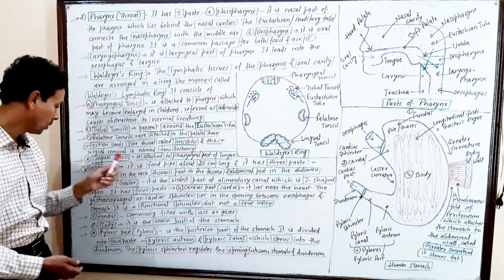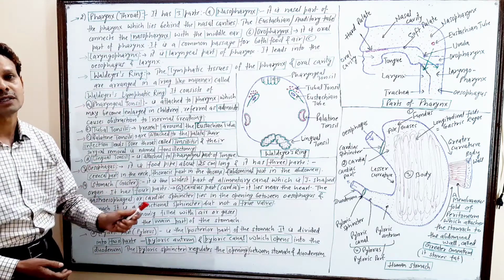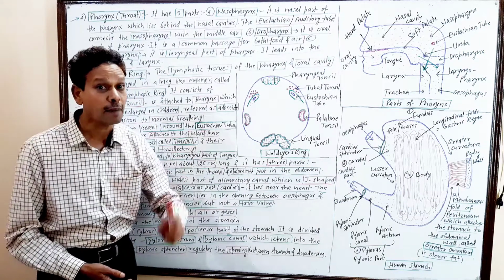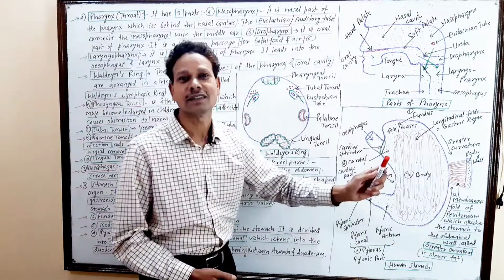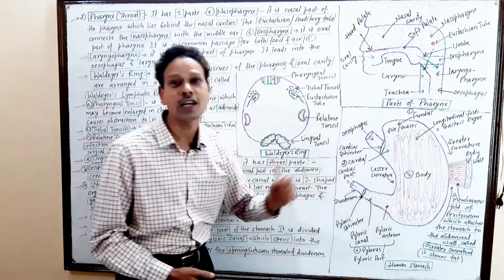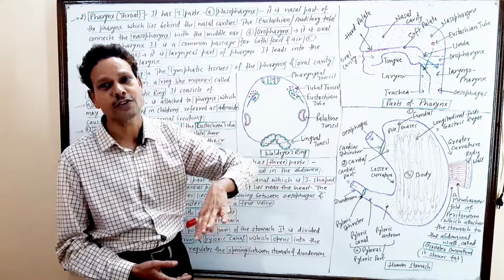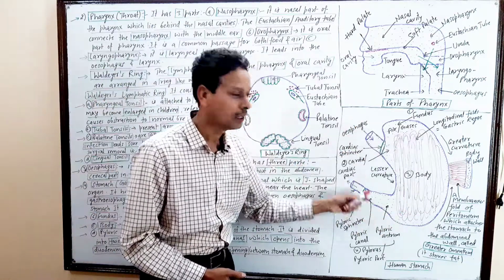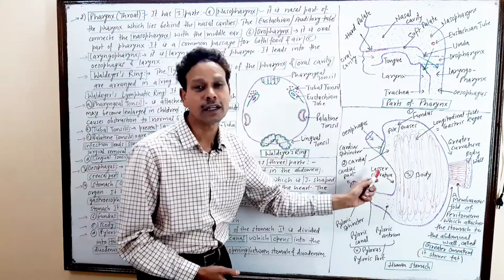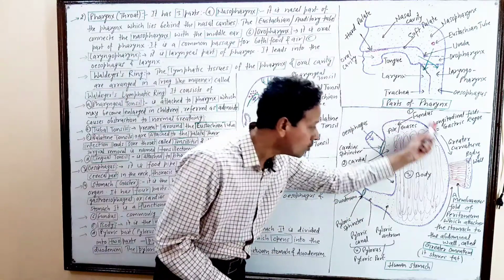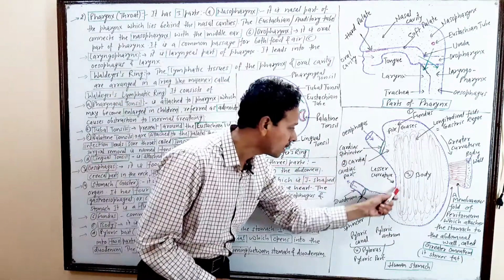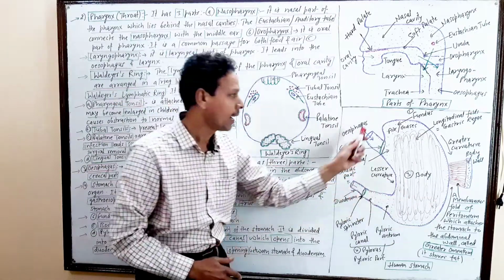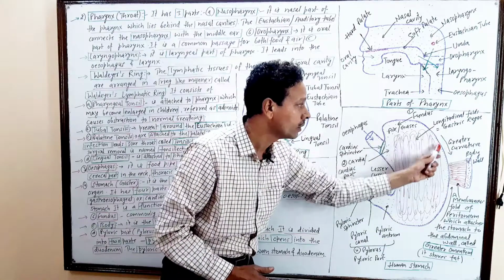Now note down, all competitive exam students, the very important part, the stomach. The stomach is gaster. It is almost J-shaped, a curved structure. In the anterior region a curvature is there, and in the posterior region another curvature is there. It is the lesser curvature on the anterior side, and in the posterior region it is the greater curvature.